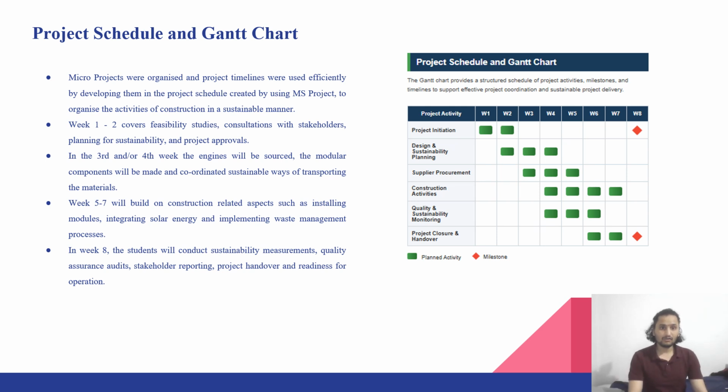Weeks 1 and 2 cover feasibility studies, consultation with stakeholders, planning for sustainability, and the project approvals. In the third and fourth weeks, the engineers will source the modules. The components will be made and oriented toward sustainability-based transporting of the material. Weeks 5 to 7 will build the construction related aspects.